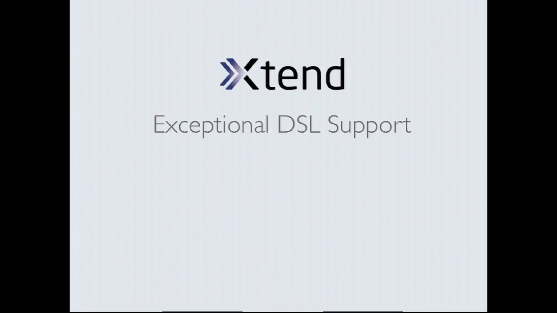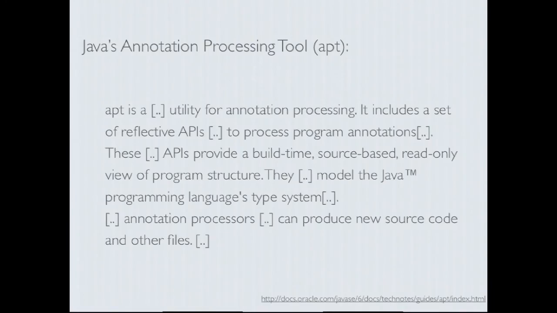But there's one thing more that falls into the category of exceptional DSL support, which is annotations on steroids. If you take a look at Groovy AST transformations, you've probably heard about those. Or think about how annotations are used in Java: they are a way to attach additional information to structures of your language, like marking a class as an entity. And then there is, since 1.5 and far improved in 1.6, annotation processing.